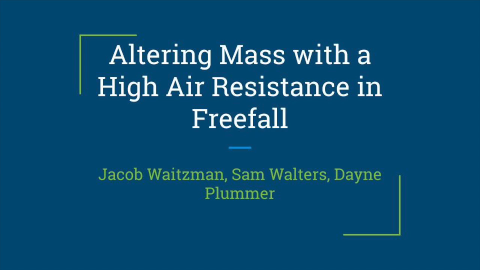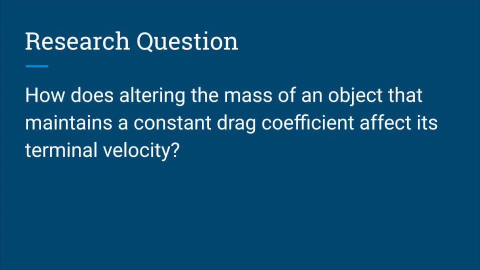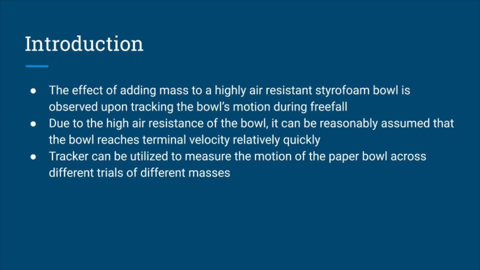This is formal lab number 2, altering mass with the high air resistance in free fall. So for our research question, we chose to examine how altering the mass of an object that maintains a constant drag coefficient affects its terminal velocity. As a bit of an introduction, the effect of adding mass to a highly air-resistant styrofoam bowl is observed upon tracking the bowl's motion during free fall.